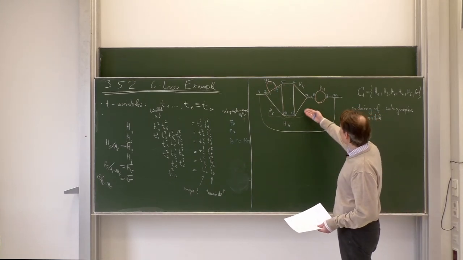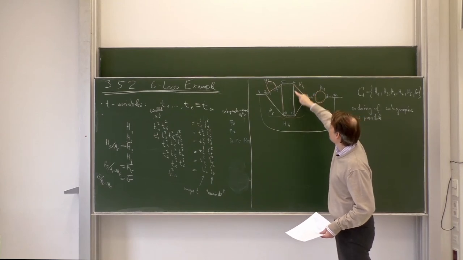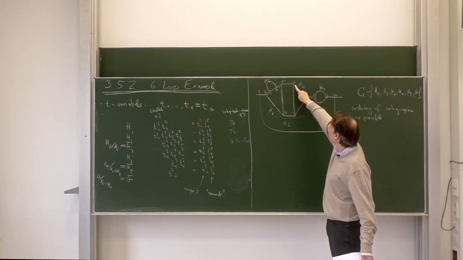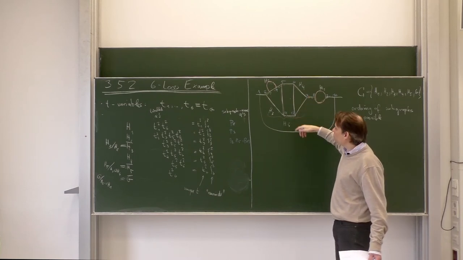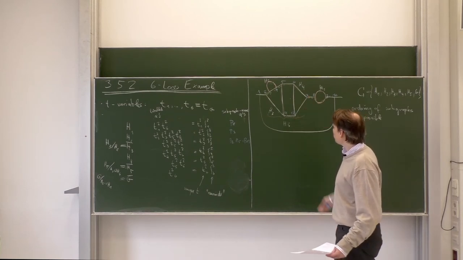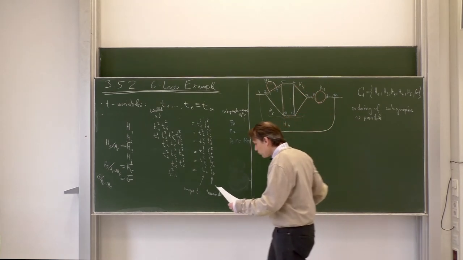Then the next is H4, that is simple again. It's a one loop graph with elementary external momenta 6, 7, and 12. To be independent, we choose 2 of them. Let's choose P6 and P7.